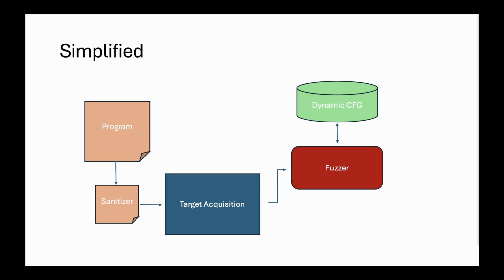And finally is the fuzzer itself, which is basically taking in the inputs from the target acquisition, moving it towards the location of the sanitizer checks, and then sending it to, or checking in with, the dynamic control flow graph to get feedback. And together, these components create the feedback loop that we're looking for, which guides the fuzzing towards likely vulnerabilities.